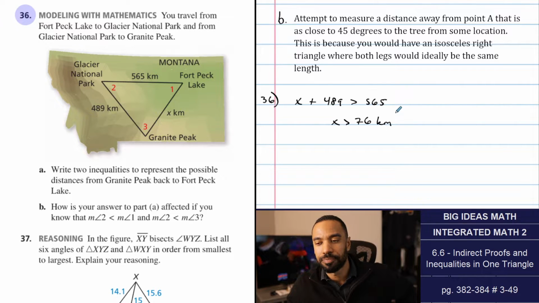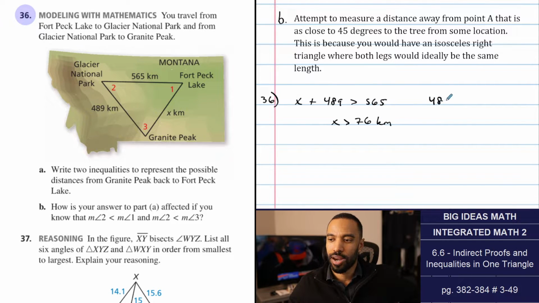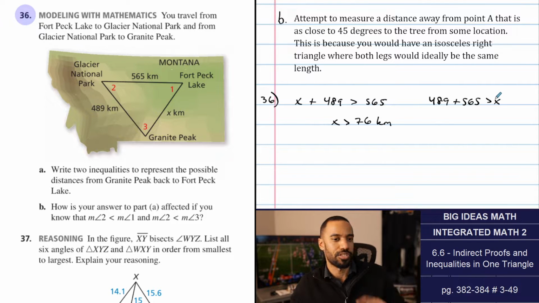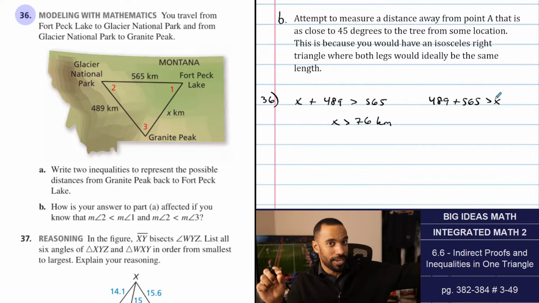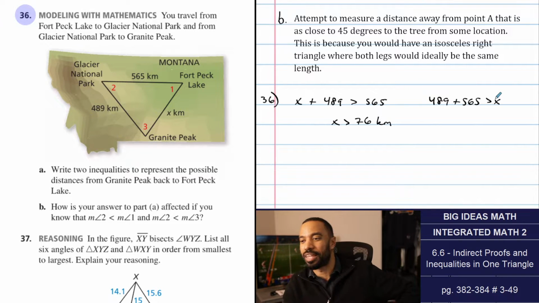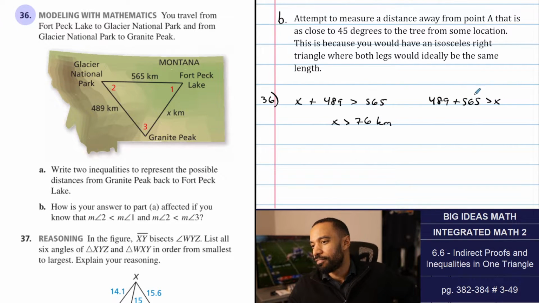kilometers, I believe. And if 489 plus 565 was greater than x to still maintain that triangle, you could almost be going 565 and then you get another 489. And now you have to go all the way back like that. So pretty much like that. 565 plus 489. I don't know.